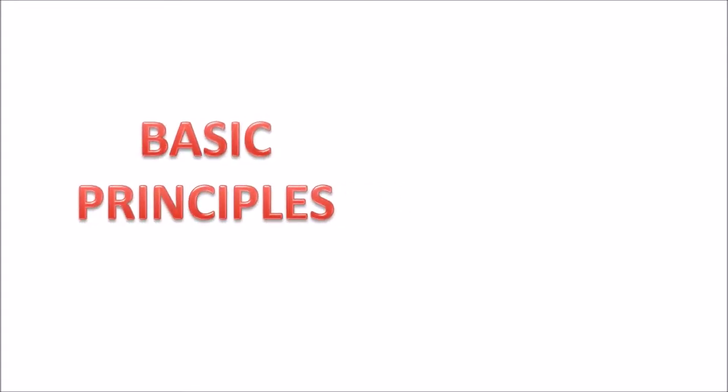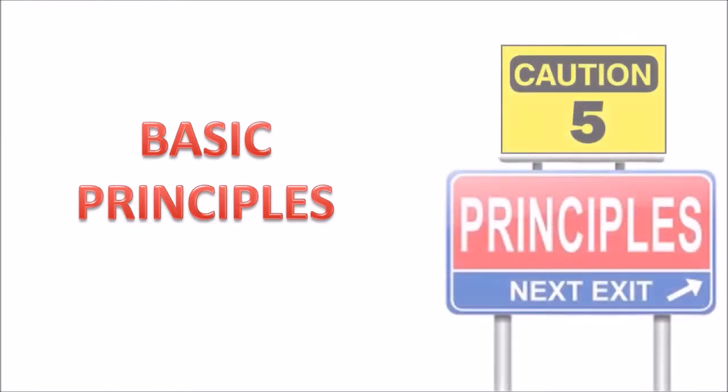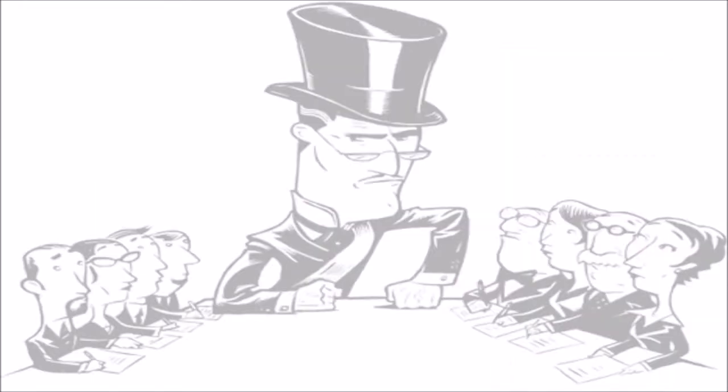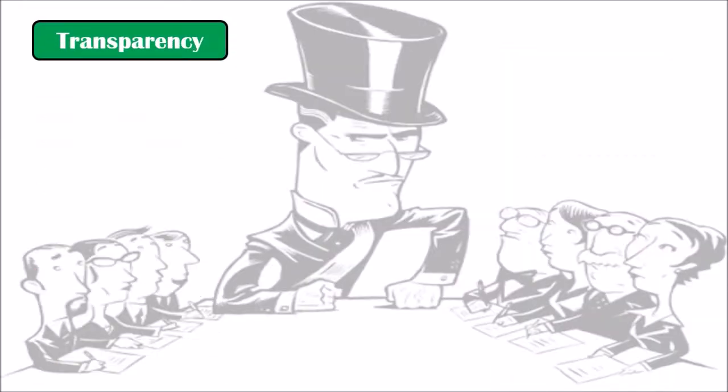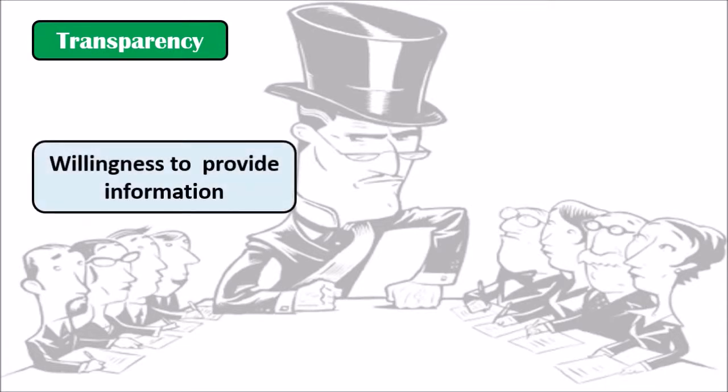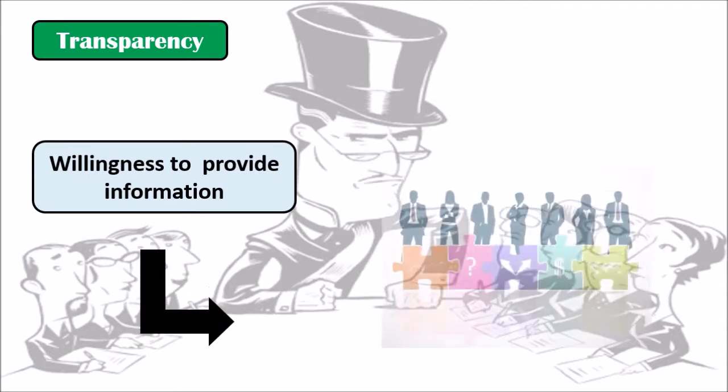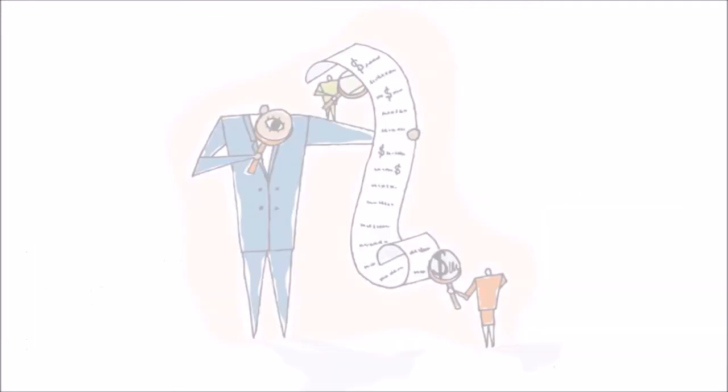Now, let us look at the basic principles one by one. There are 5 important principles. The first principle is transparency. Transparency is the willingness by the company to provide clear information to shareholders and other stakeholders.